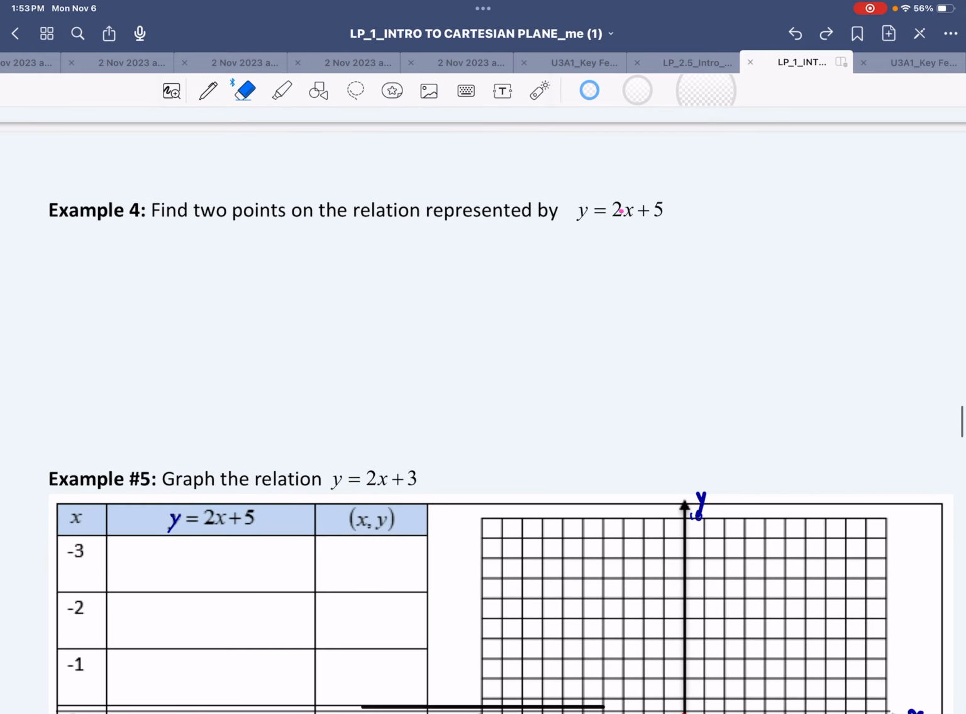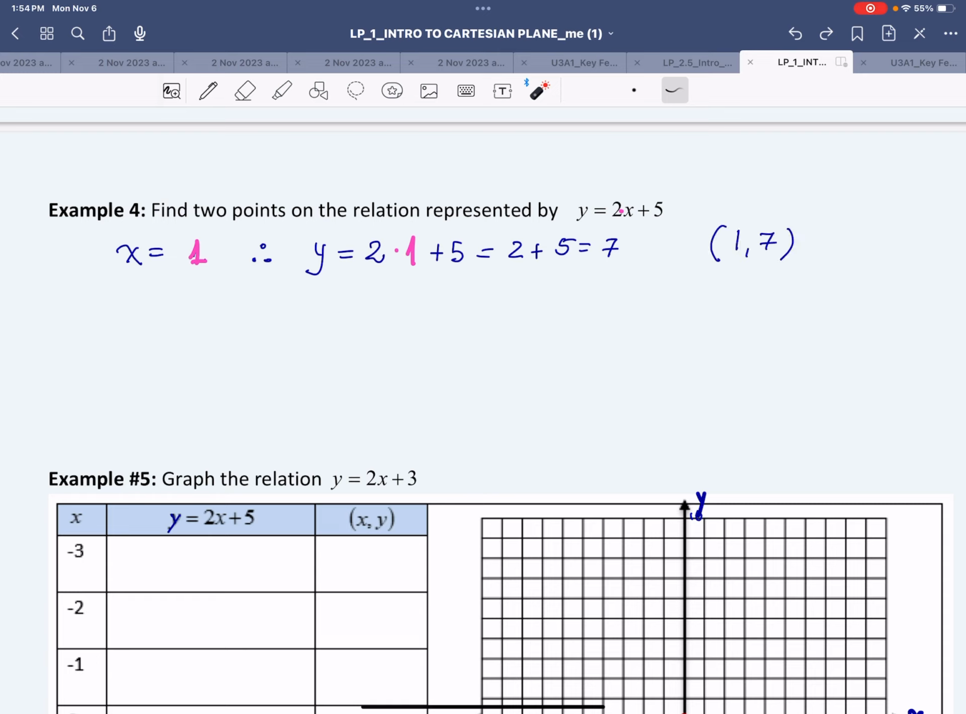Now, in example 4, we have to find 2 points on the relation that is described by y equals 2x plus 5. What that means is that we have the freedom to choose the value of x and then determine the value of y, which depends on the value of x that we select. Say that we want to select x equals 1. Therefore, the value of y will be equal to 2 times 1 plus 5. So 2 times 1 is 2, plus 5 equals 7.